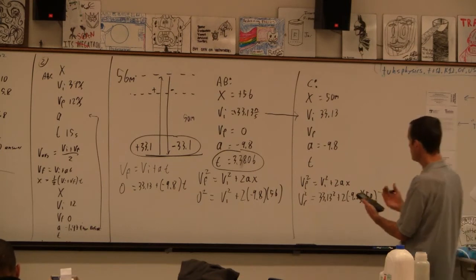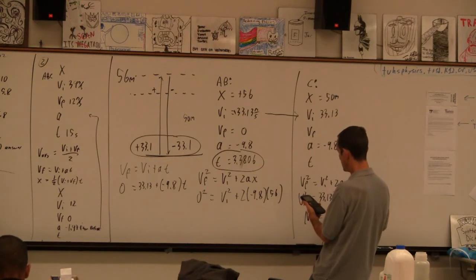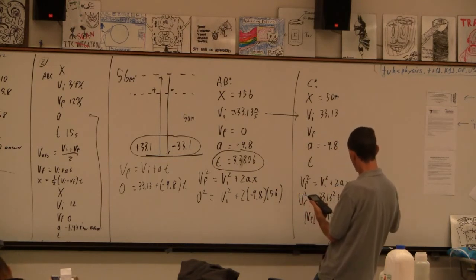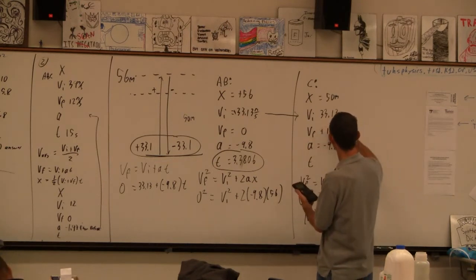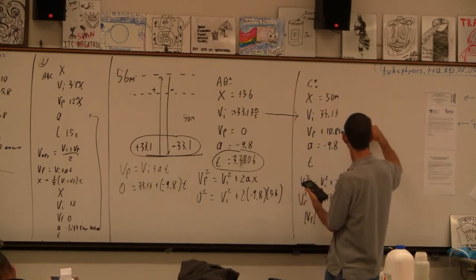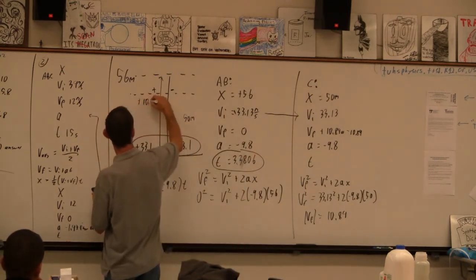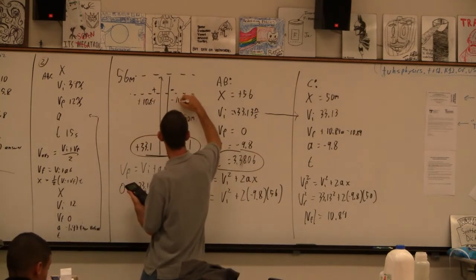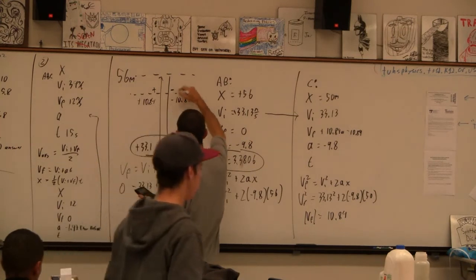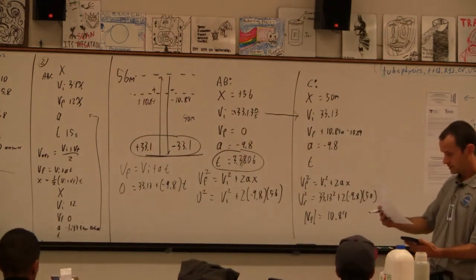Okay, and then when I square root this, I get that the final velocity, the absolute value of it, is 10.84. So it's either positive 10.84 or negative 10.84. It's positive on the way up, and it's negative 10.84 on the way down. That's why there's two answers.